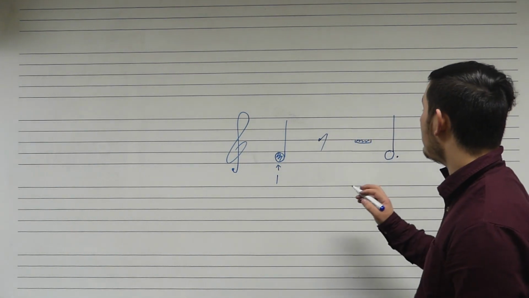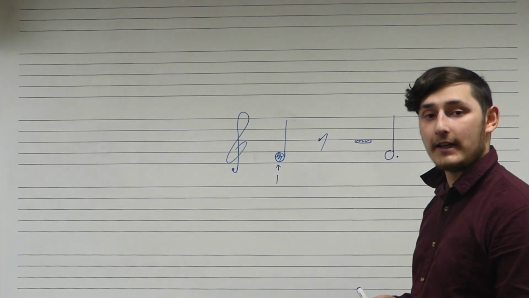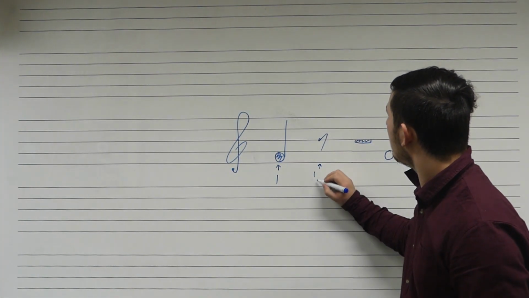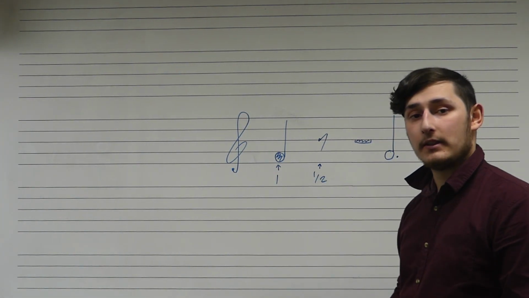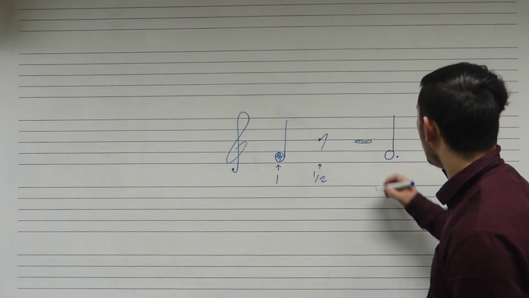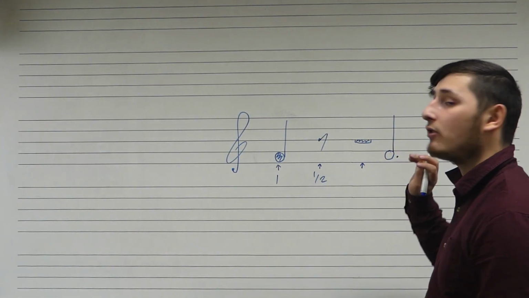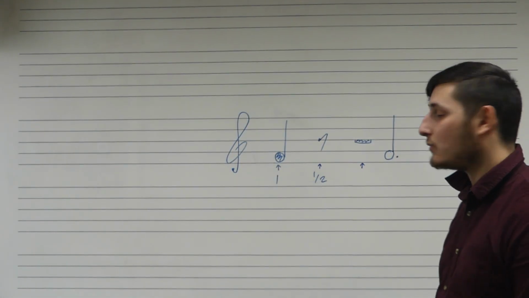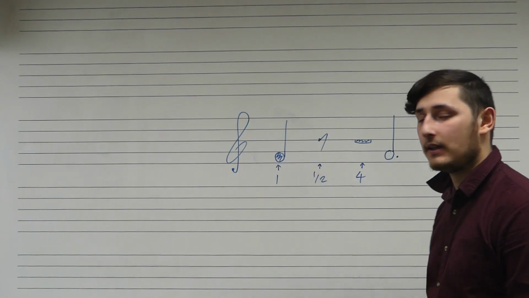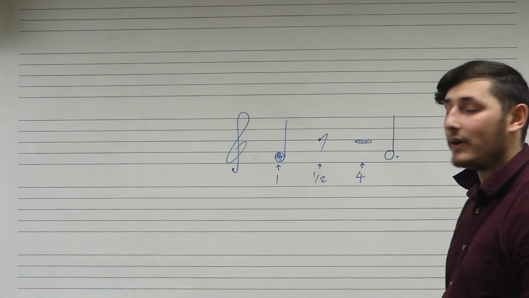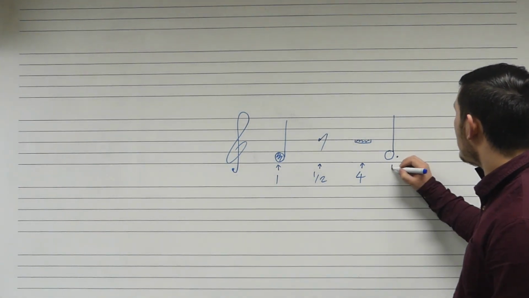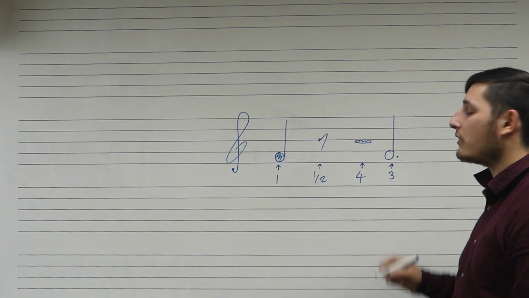Next, we have a quaver rest, and it is worth half a beat. Next, we have the semi-breve rest, and it is worth 4 beats in total. And lastly, we have the dotted minim, and that is worth 3 beats.